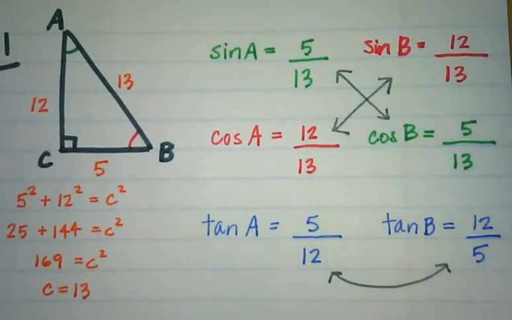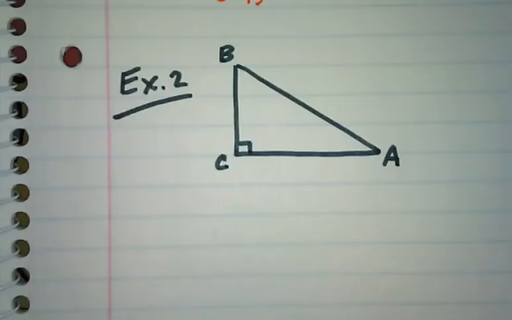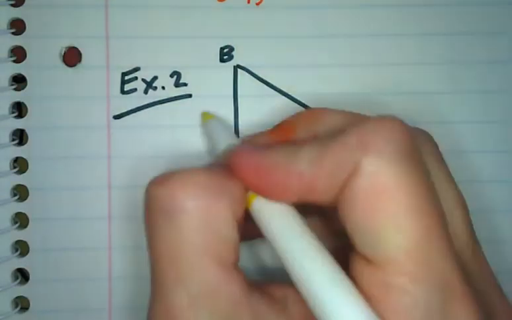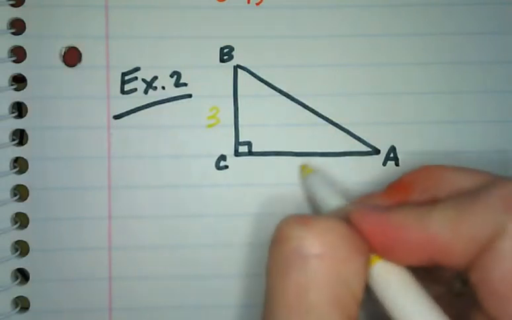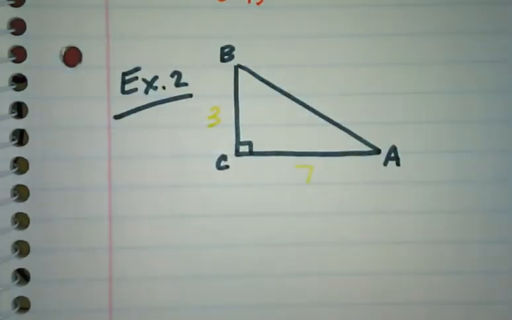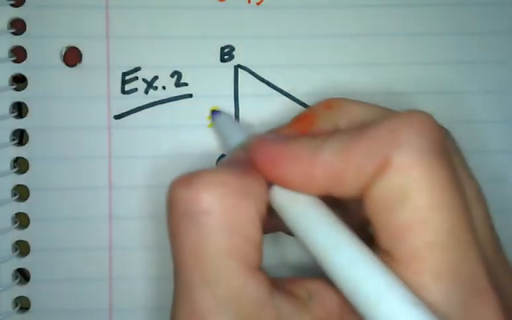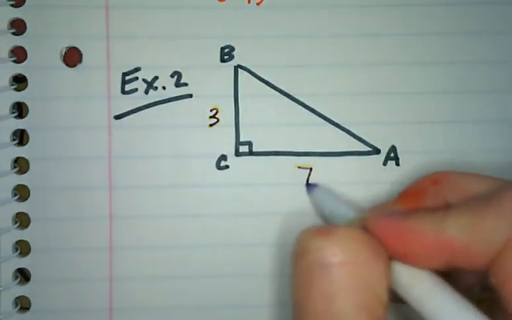All right, so let's try another one. I'm going to say that this side is 3, and this side is 7. So let's try again. We'll say this side is 3, and that side is 7.